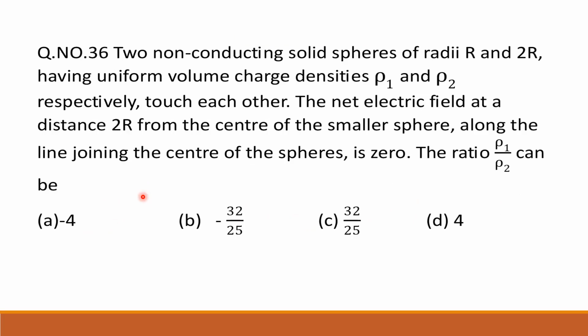And this question is also a previous IIT problem. See what is given. Two non-conducting solid spheres of radii R and 2R having uniform volume charge densities rho 1 and rho 2 respectively touch each other. The net electric field at a distance 2R from the center of the smaller sphere along the line joining the centers of the spheres is 0. Then the ratio rho 1 by rho 2 can be.